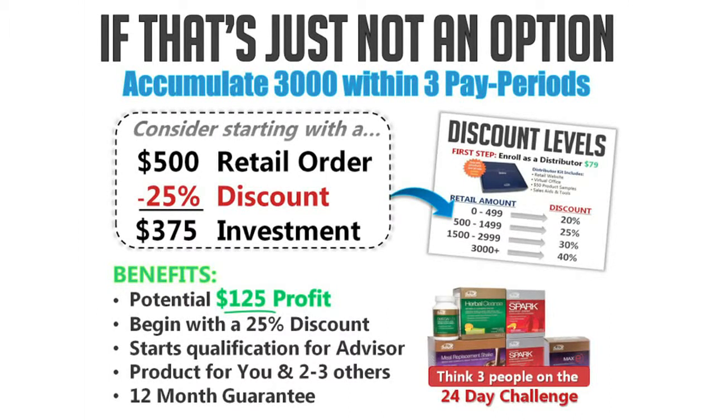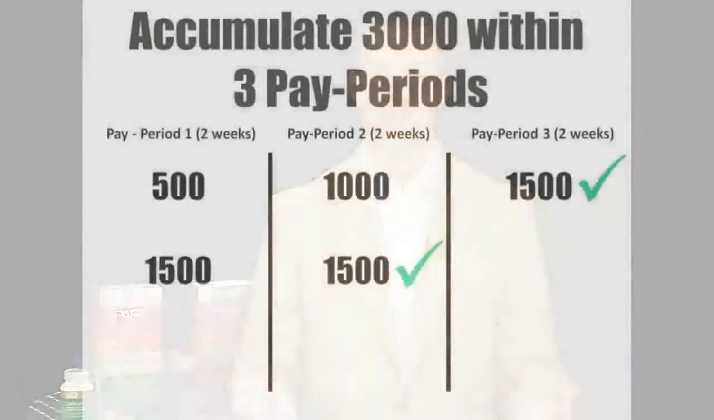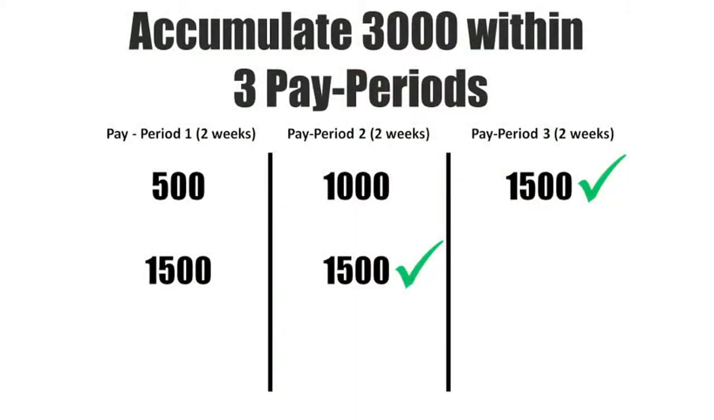So what I'd encourage you to do is order 3 24-day challenges, 1 for you and 2 to sell. Or if you're a husband and wife team, 2 for you and 1 to sell. And that'll get your business going, and then you can just kind of build it from there. Now, just talking about accumulating your way there, again, we've got to get to $3,000 in volume one time. Once you're there, you're always there.